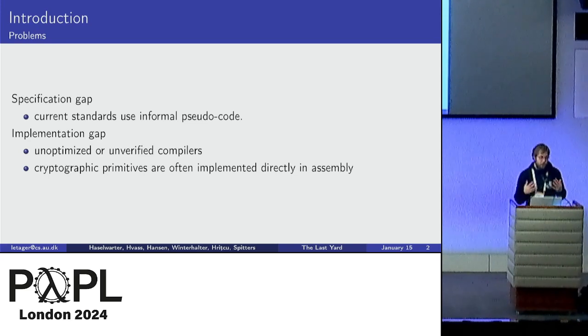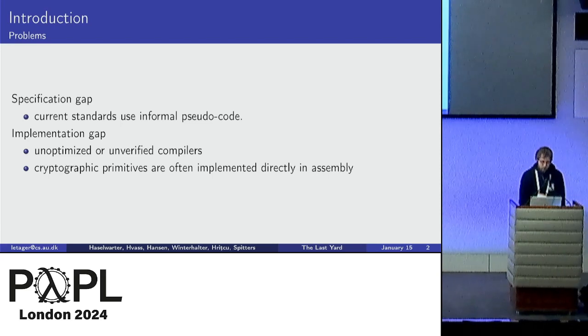Whenever you want to actually implement something, you can write it in some language and then compile it. However, then you just have to trust that your compiler does the right thing. And this is a problem when you have unverified and unoptimized compilers. Furthermore, because it is very important that implementations of cryptographic protocols are efficient, most cryptographic primitives are often implemented directly in assembly. And this can cause a loss of abstraction and introduce more complexity, which makes it harder to actually understand what's going on and can introduce bugs.